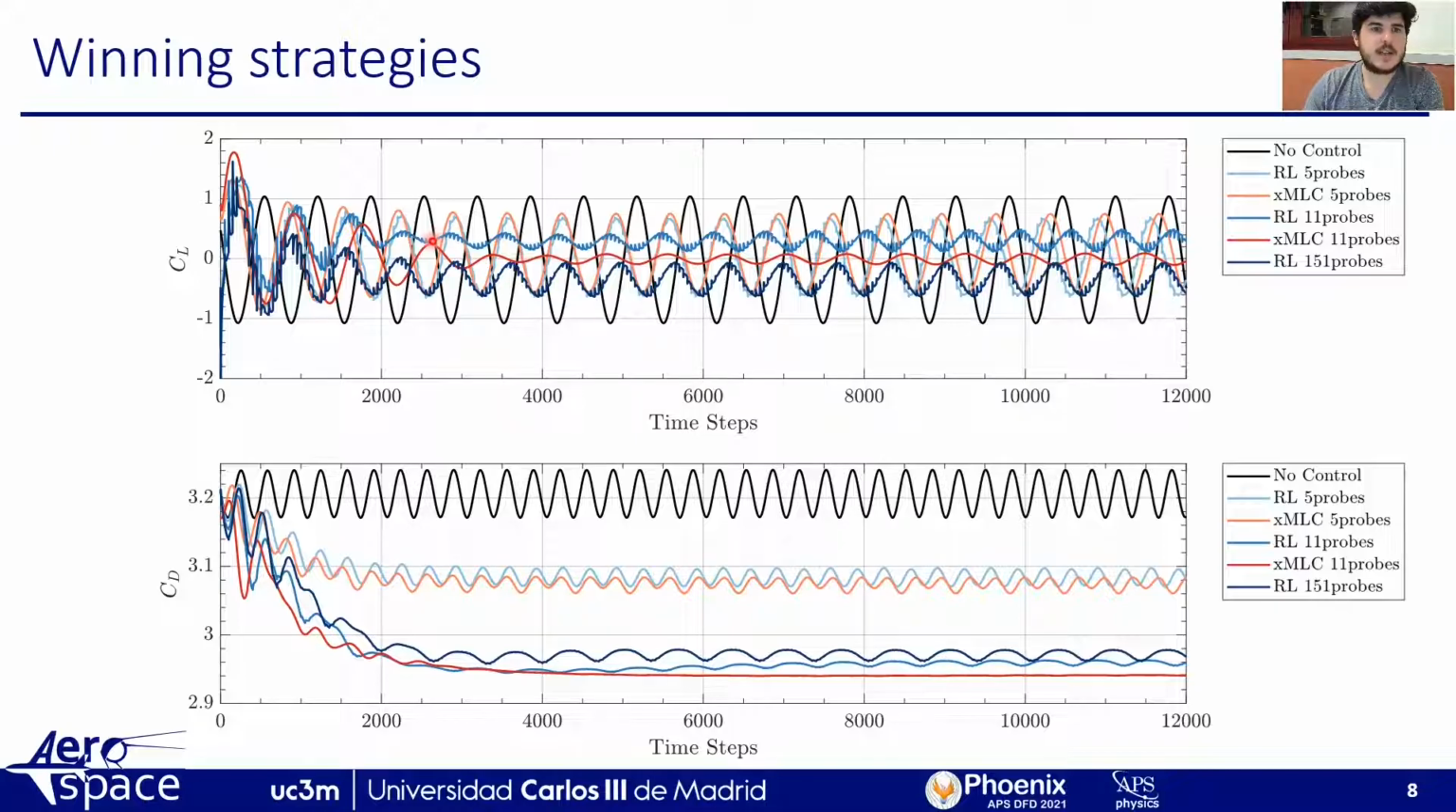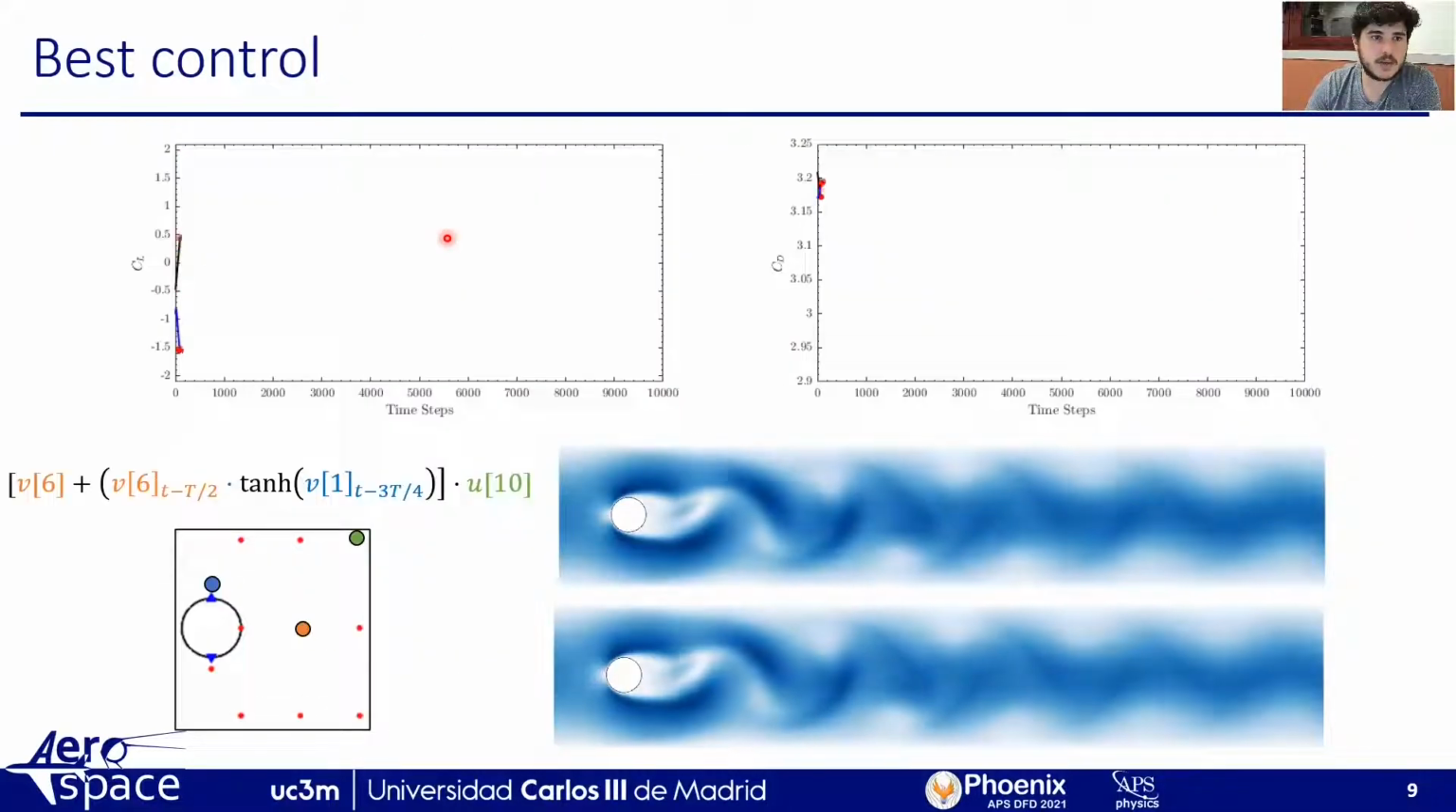However, what we see is that the lift coefficient oscillates around a mean value that is not equal to 0. That is, we have an asymmetric solution. This is not surprising because we already saw these kinds of solutions in the literature. However, our best solution here is the one from XMLC at 11 probes. So let's have a closer look at this one.